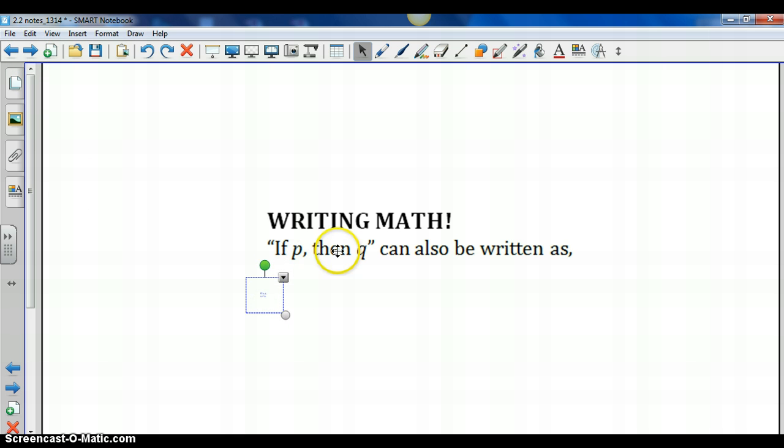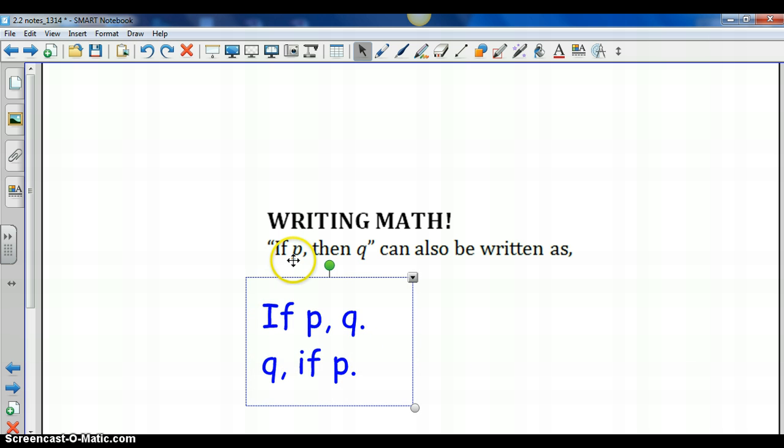You'll notice that "if P then Q" could be written differently, as you saw in the last example. Here are the other ways we could write a conditional statement. Instead of saying "if P then Q," like "if it's raining, then I need an umbrella," we could say "if P, Q." If it's raining, I need an umbrella, using the comma. We could also completely rearrange the sentence and say, I need an umbrella if it's raining.